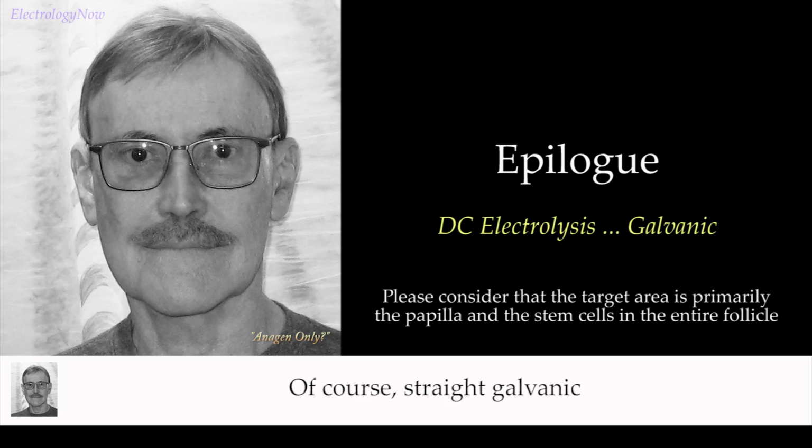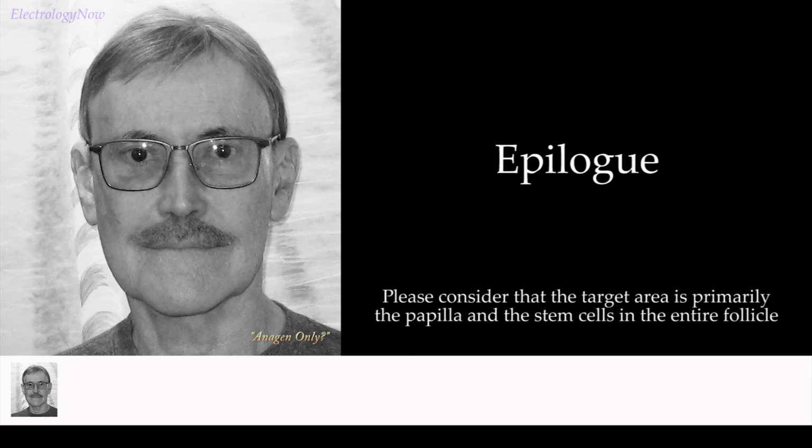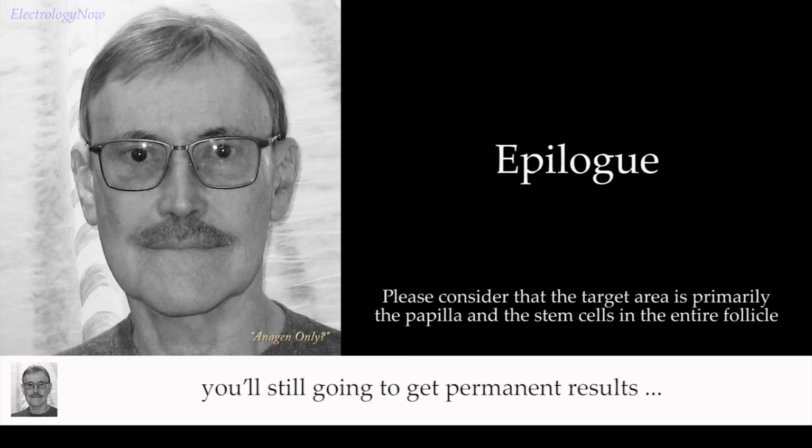Of course, straight galvanic is famous for treating the whole follicle. However, the newer thermolysis machines, combined with the upgraded procedures for applying thermolysis, are definitely working well and treating the entire target area. Still, if you only want to treat anagen hairs, that's okay too. I will say that anagen hairs are much nicer to epilate. They just slide out. Not so much with telogen hairs. And of course, going anagen only, you're still going to get permanent results.